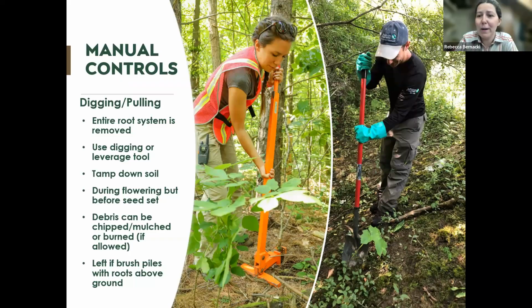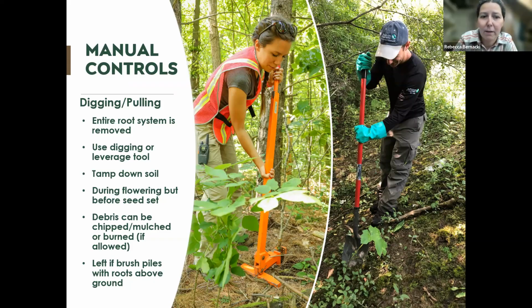The next tool in our toolbox here is manual control. One form of manual control is digging or pulling. When we dig or pull the plant, we want to remove the entire root system. We can do that using a digging tool like a shovel, as you can see on the right, or a leverage tool. We have a picture of a weed wrench there on the left, and that's just a mechanical advantage.